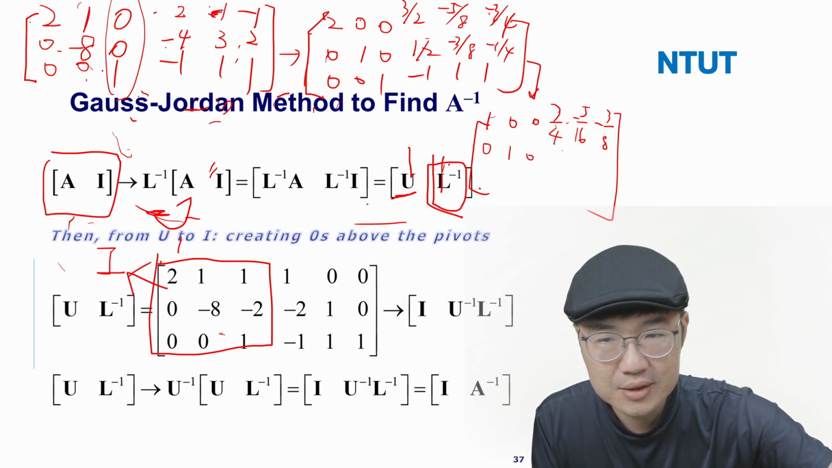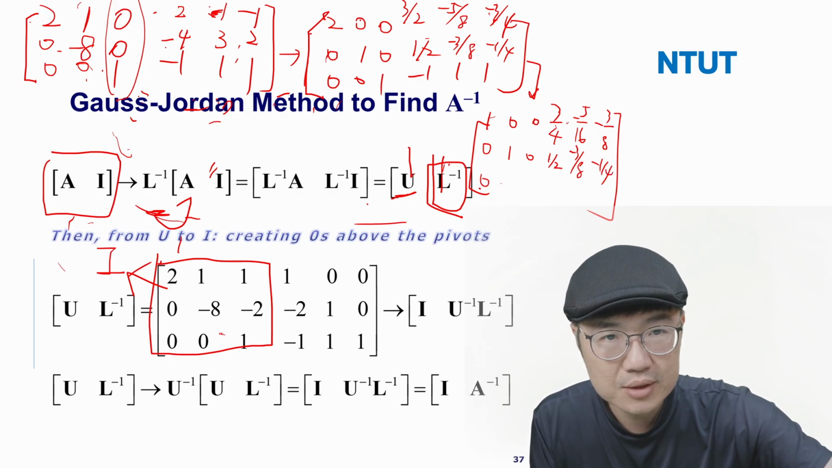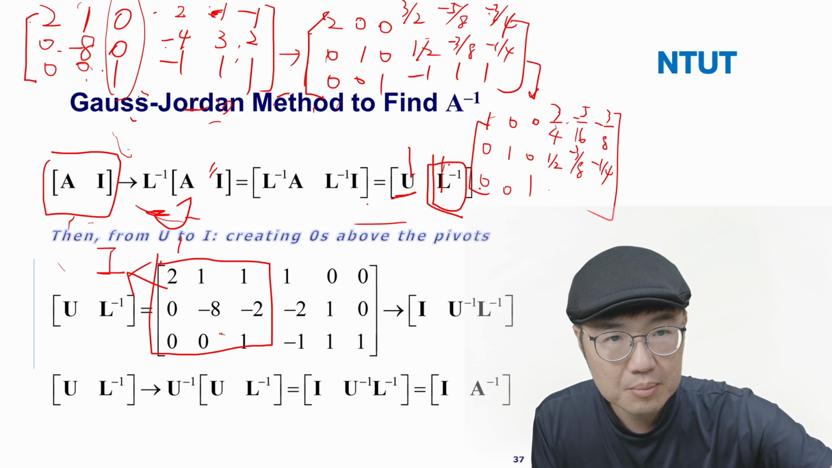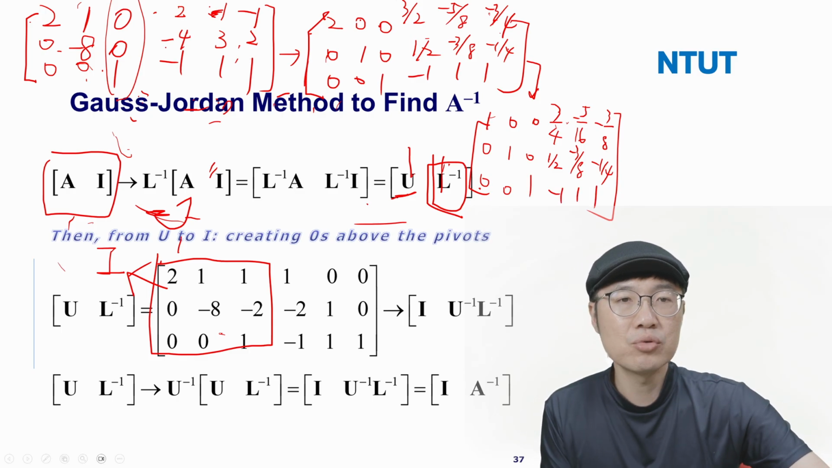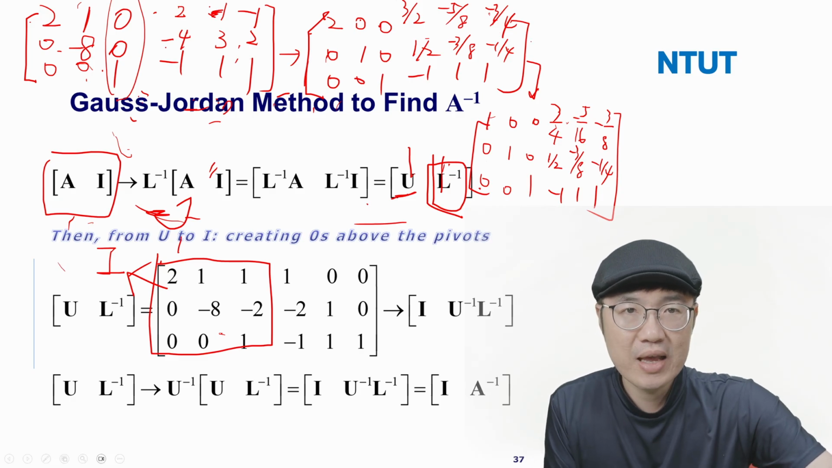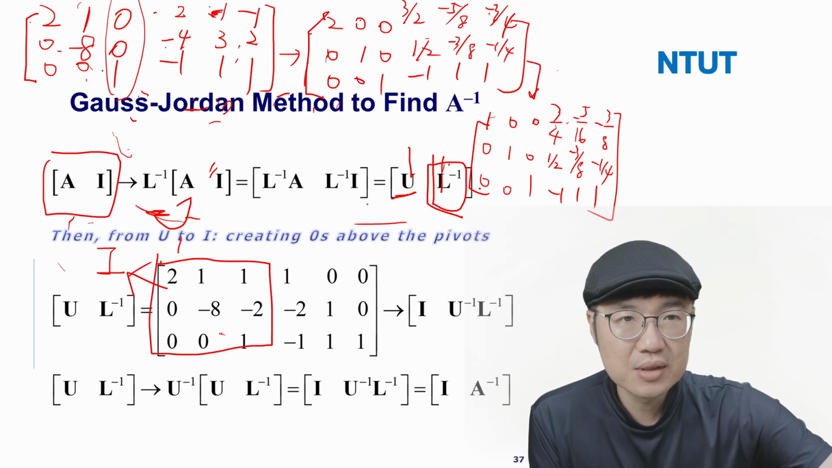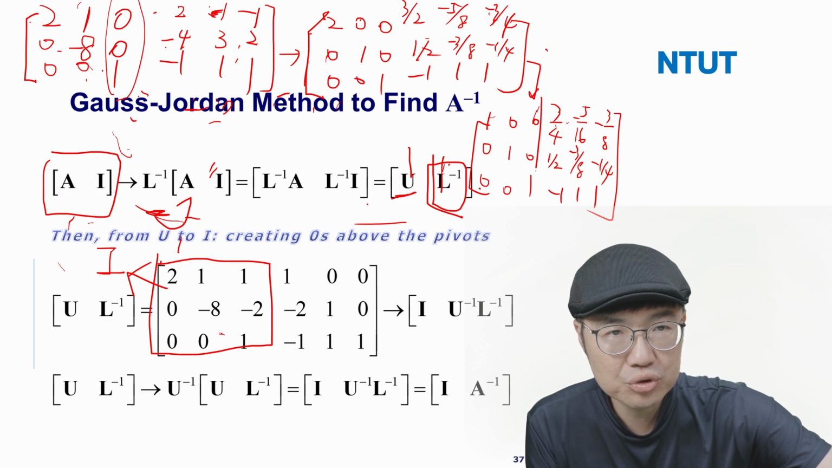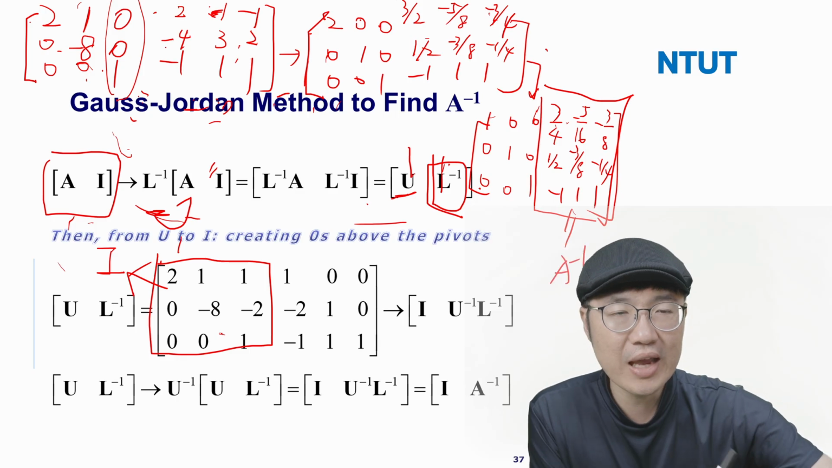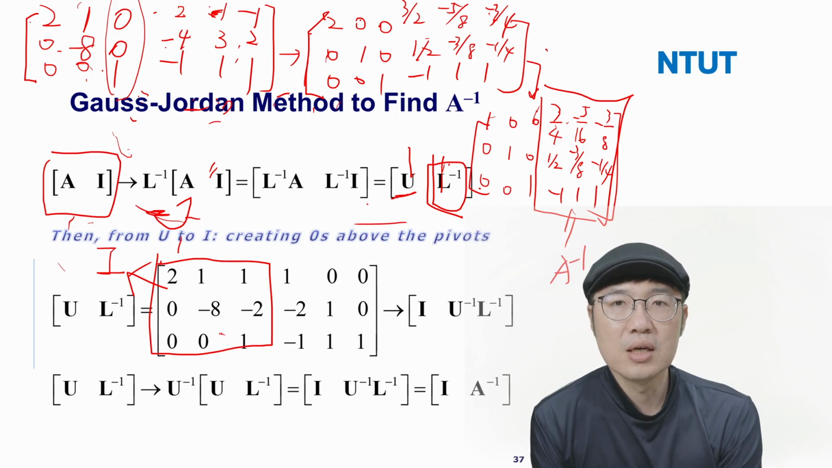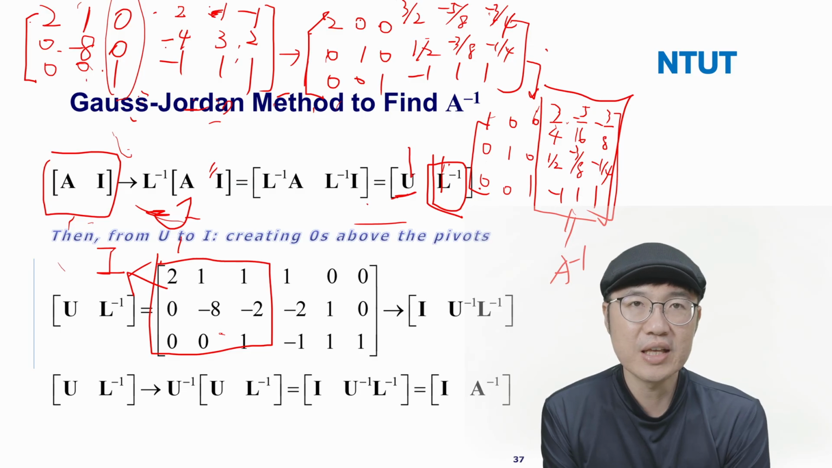0, 1, 0, 1/2, -3 over 8, -1 over 4, and 0, 0, 1, -1, 1, 1. So finally, we make U an identity matrix, and that ultimate goal, A inverse, will be shown here. Yeah, this is the A inverse. This is called the Gauss-Jordan method to find the inverse of A.